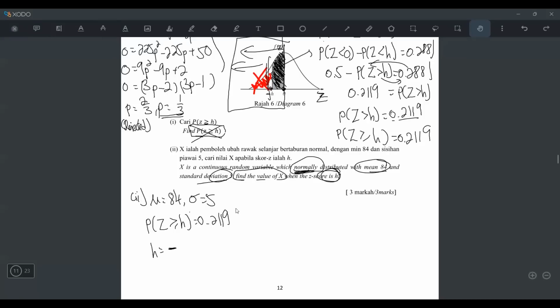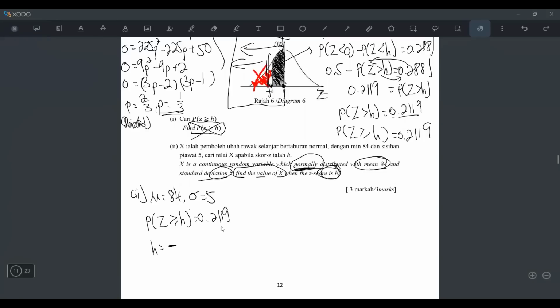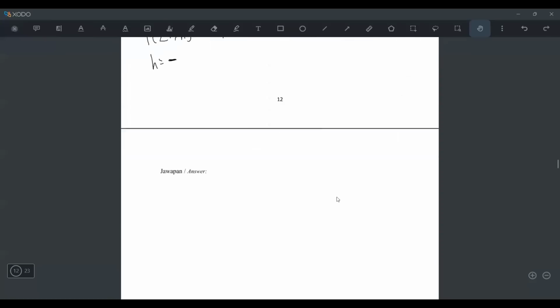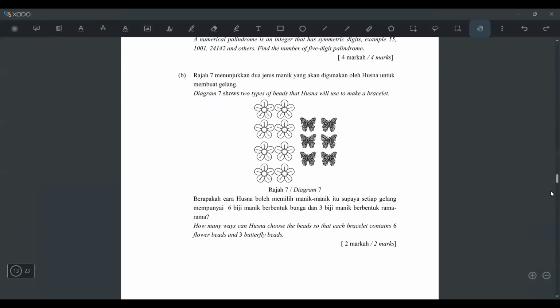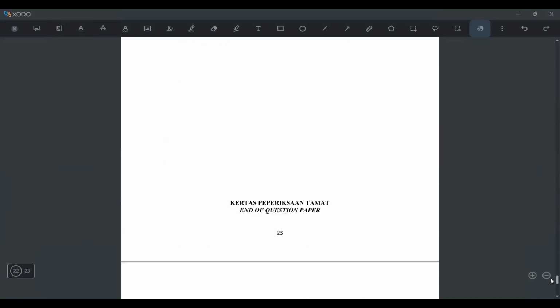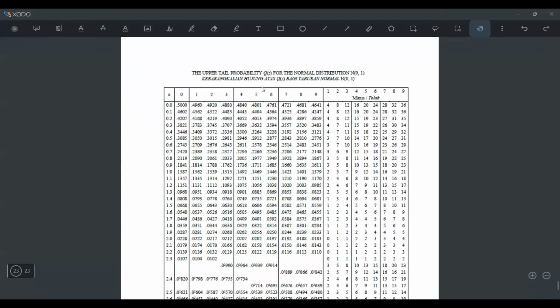So now what I will do is I will baca dalam. And when I baca dalam, I will look for this value, 0.2119 ataupun lebih sikit. Okay, let's go to the jadual. It's at the end of the paper. So tengok dalam, cari 0.2119. So let's scroll down. Okay, here's the Z score table. So 0.2119 ataupun lebih sikit. So let's try to find it. Okay, I found it already. Can you see it? It's here, right?